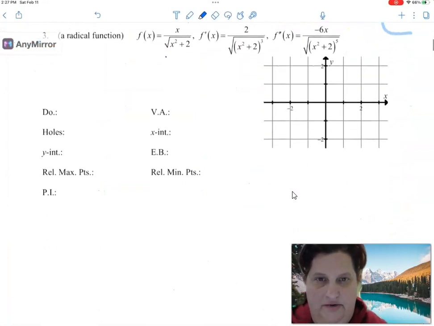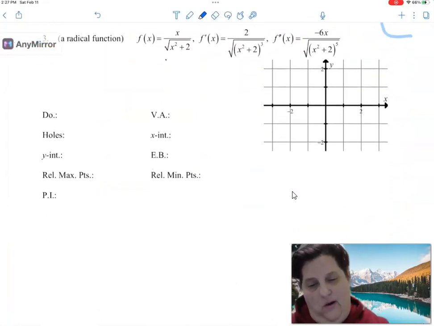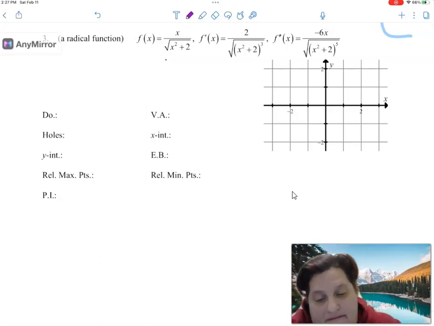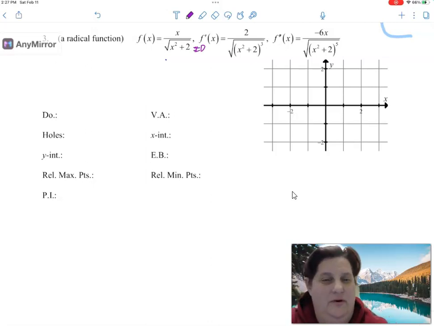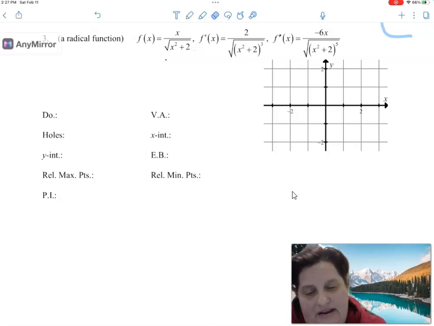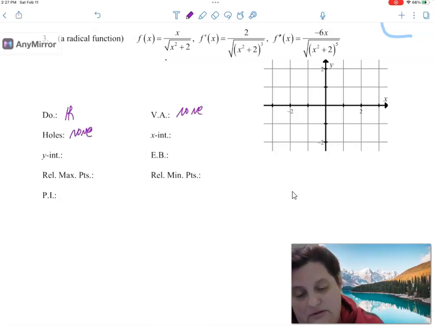Sweet. Let's do one last one here. All right, we talked about domain. So the bottom can never equal 0. But if you look, that will never equal 0 because I'm squaring it and adding 2. And I can't take the square root of a negative, but again, that wouldn't do it anyway. So my domain here is all real numbers. No vertical asymptote, no holes.